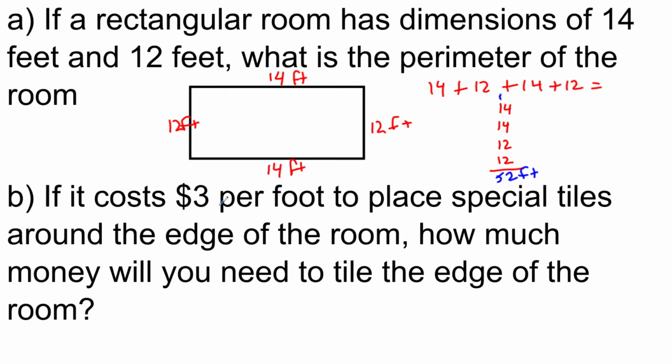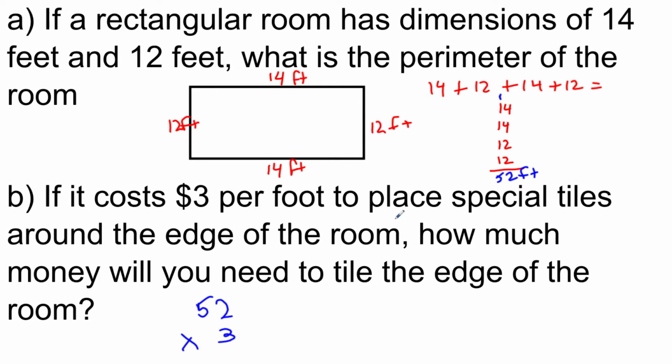So you need to think about operations now. This is a little bit different. This is not just adding things together. Or it kind of is. What we're doing is we're saying it's $3 for the first tile, and it's $3 for the second tile, and it's $3 for the third tile, and $3. And we have 52 of those because we know that the perimeter is 52 feet, which means we need 52 tiles.